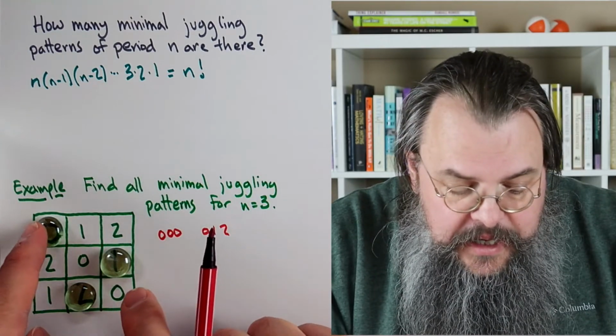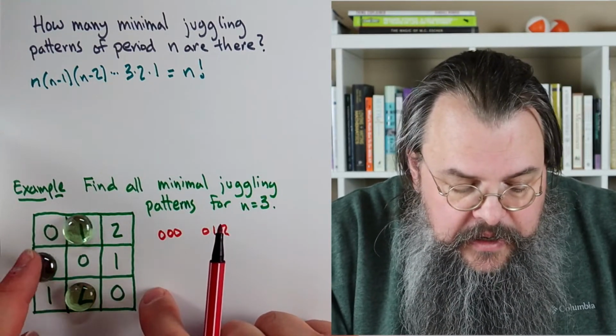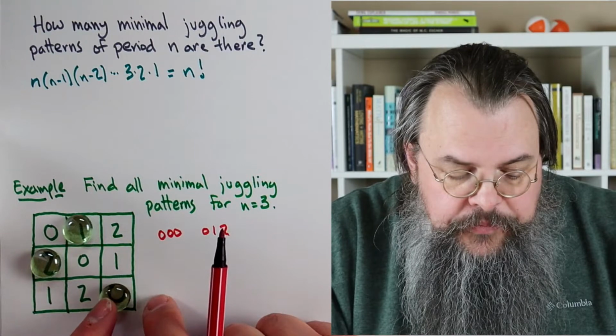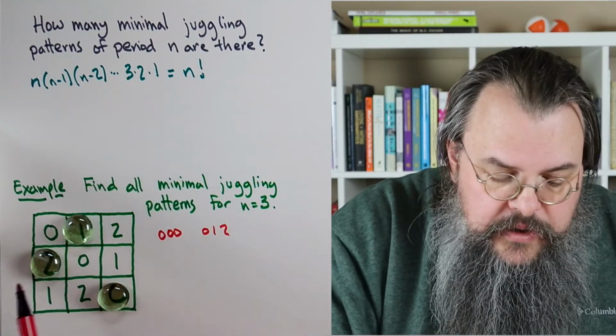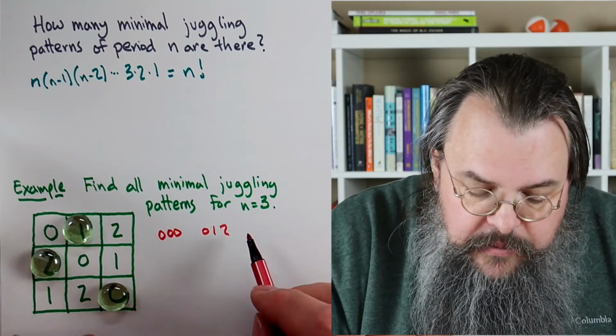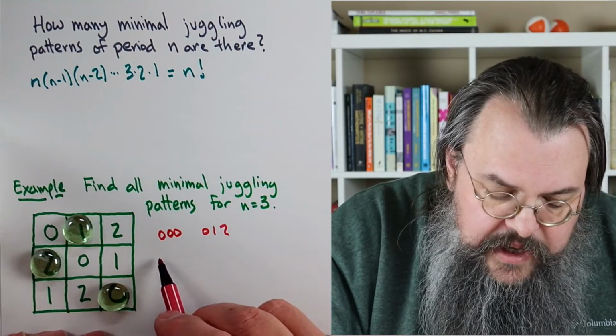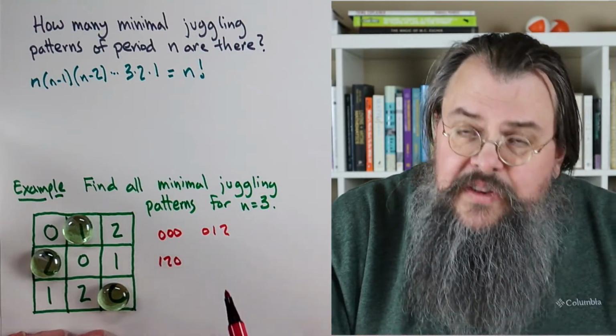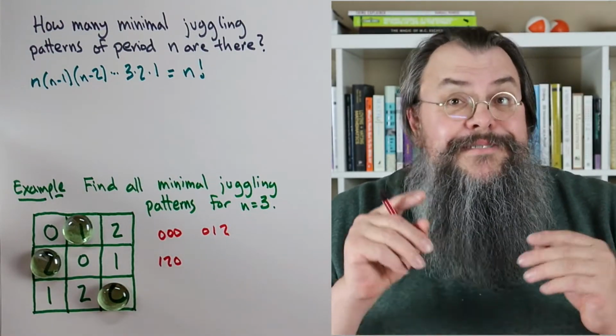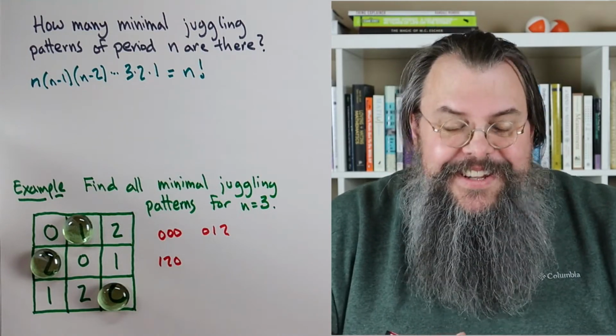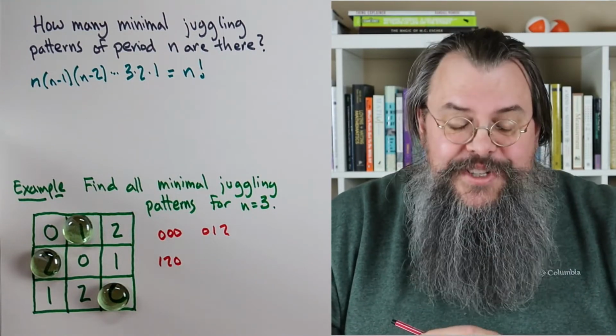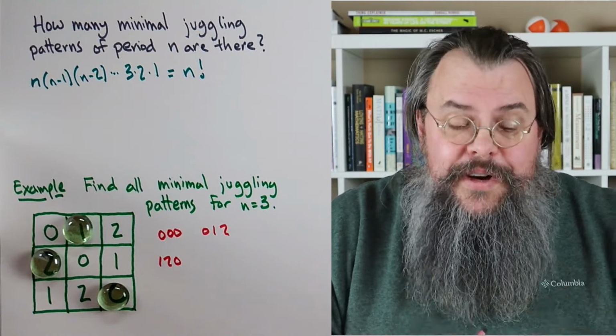All right, well now let's try another one. Okay, here we go. 1, 2, 0. Now you might say, wait a second. Isn't that essentially the same as 0, 1, 2? We'll get to that. It's a good question. All right, but let's keep going.